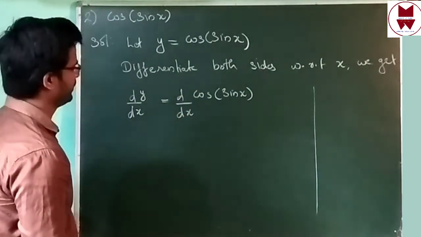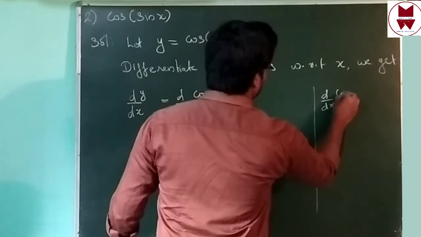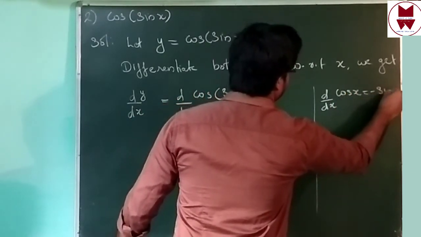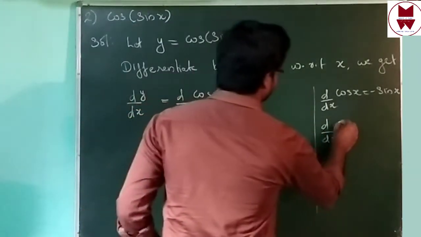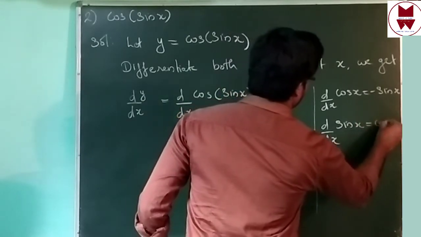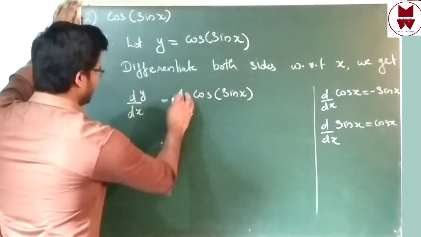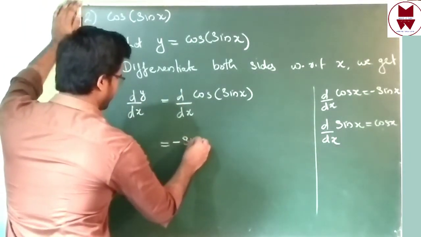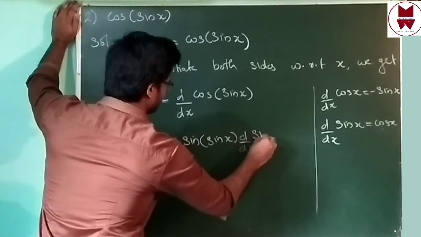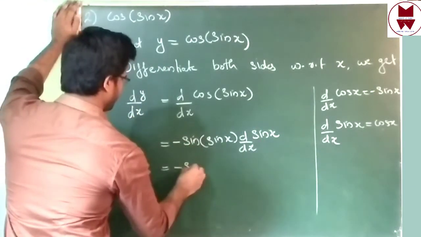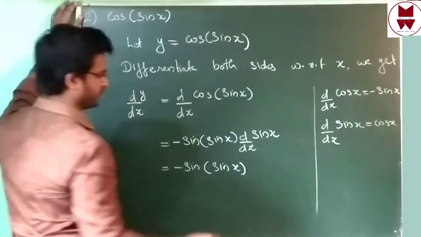Look at here, which formulas will we use? We will use d by dx of cos x, that is minus sin x. Second formula is d by dx of which function? Sin x, isn't it? That will be cos x. These two formulas we will apply here. D by dx of cos, that is minus sin x, d by dx of sin x: minus sin(sin x). D by dx of sin means cos.